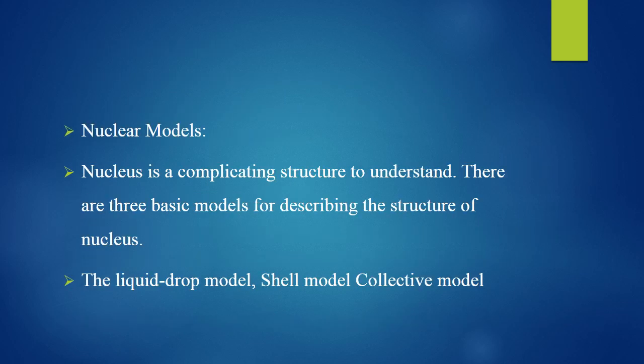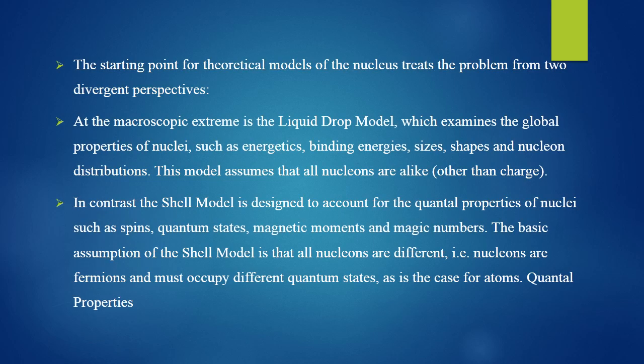Nuclear models: there are a number of nuclear models, right from Bohr's model, which have been refined over time. Nuclear models define how the nucleus is situated and how its structure is defined. The nucleus is a complicated structure to understand, and there are three fundamental models which describe the structure of the nucleus. One is the liquid drop model, the next one is the shell model, and the other one is the collective model.